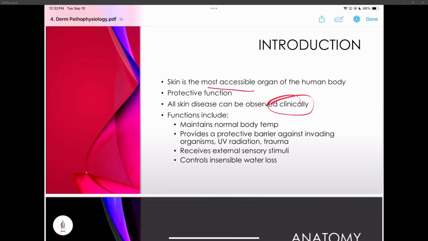Functions include maintaining body temp, barrier against invading organisms, external stimuli, we went all over that in neuro and physio, and controls insensible water loss. This is very important because when people have full thickness burns and they lose a lot of area of skin, they're at risk of losing a lot of water as well. Very dehydrated, hypovolemic shock with these severe burns over a large part of their body.